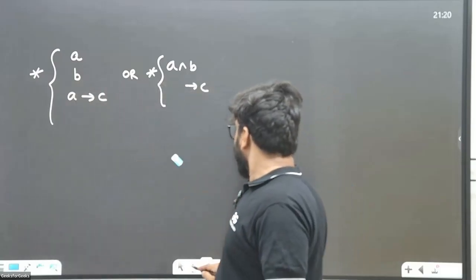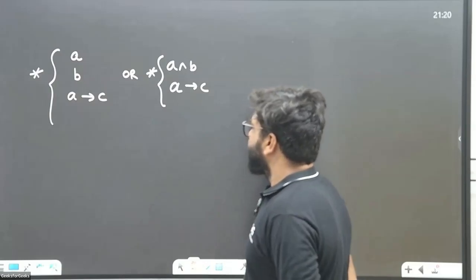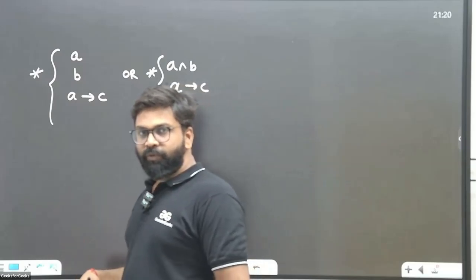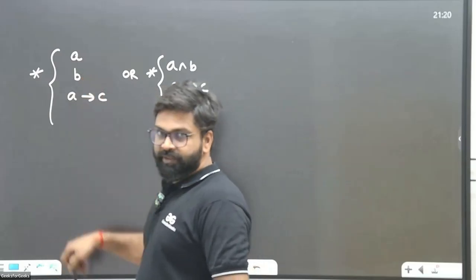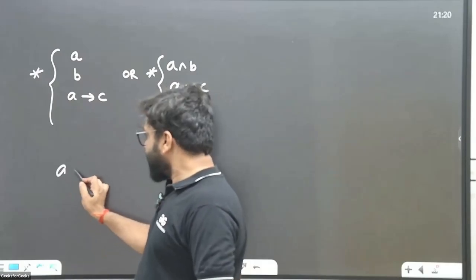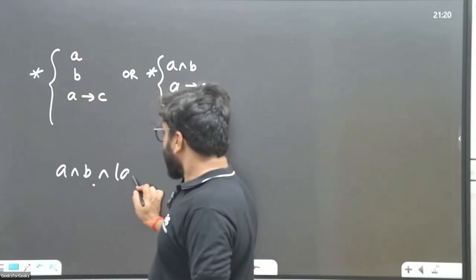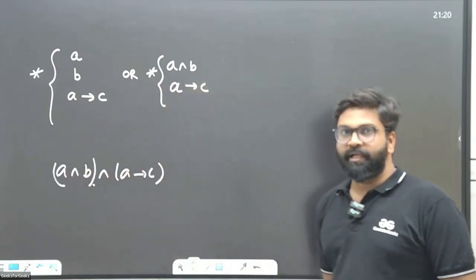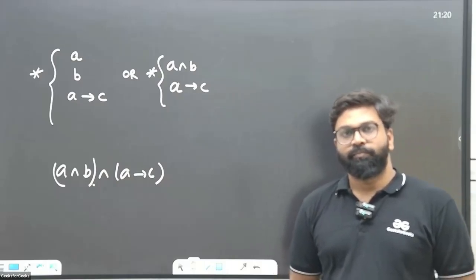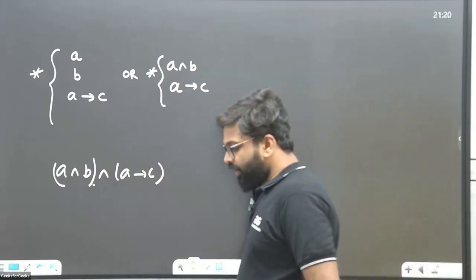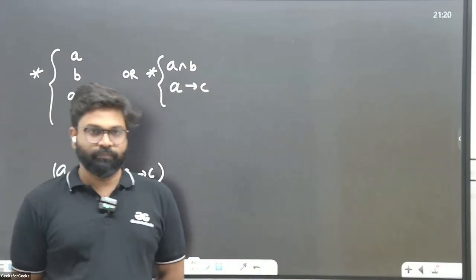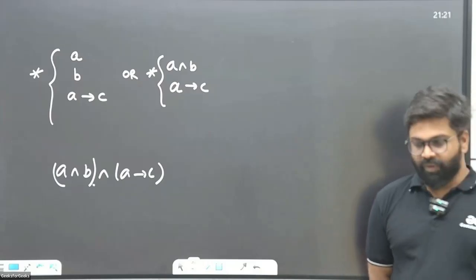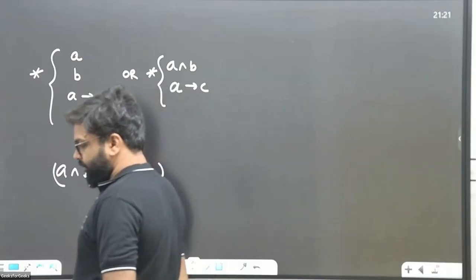Both are basically the same. There is no difference in that, because when I was teaching you, you saw that this is the vertical way. If you write the horizontal way, you will get A and B and then A implies C. So automatically this will become A and B, because there is an AND condition between every premise, right? Got it? Yes, sir.